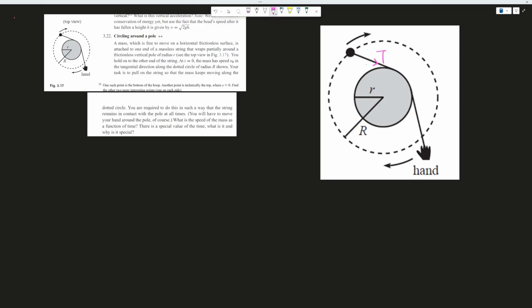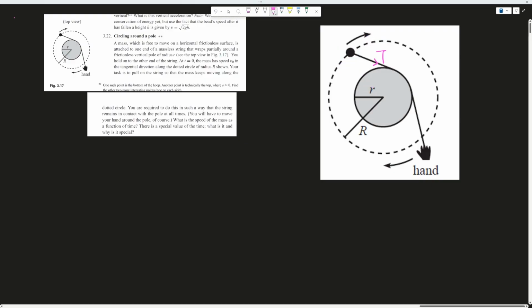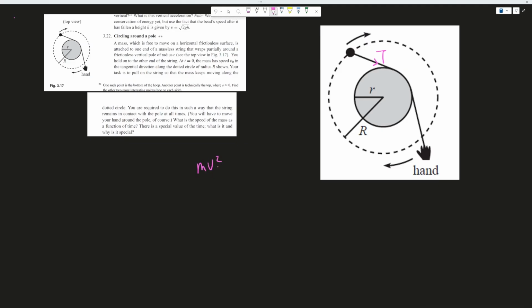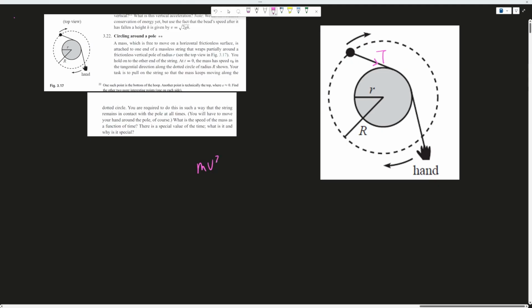Since it's circular motion, it's always smart to try to decompose the force into the tangential direction and the radial direction. Because if we are able to do that, we know that the radial force needs to satisfy the centripetal force formula, which is mv squared over r, and we can utilize that later. So let's try to do that.